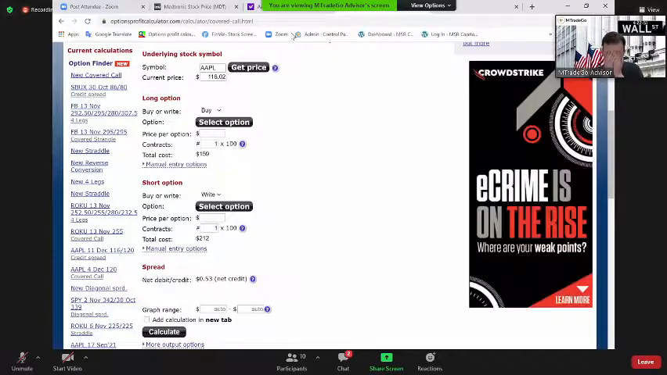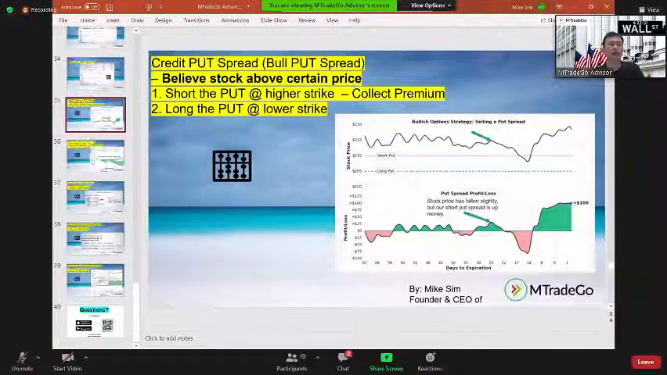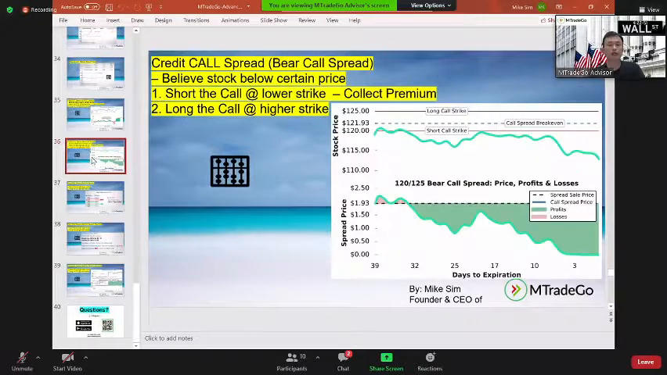So basically, this is how you guys can use a credit put spread. Whether you understand or don't understand, we finish it first, then we slowly go back. Basically, just now this one was the bullish case. This one is if you believe the stock price won't go above a certain price. So you can conduct a strategy called credit call spread, or bear call spread.